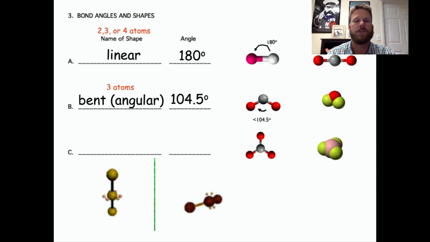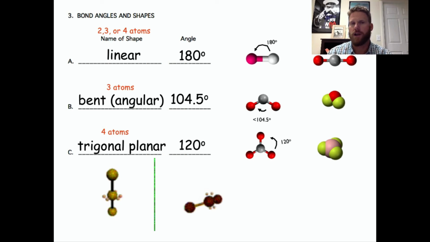Another type of shape we see here is a trigonal planar shape. These have 120 degree bond angles. They consist of four atoms bonded together. The only way for the three atoms that are bonded to the central atom to arrange themselves in three-dimensional space is on the same plane and 120 degrees apart from each other. So if you see a little three-dimensional picture of that, there's a little GIF that shows that.